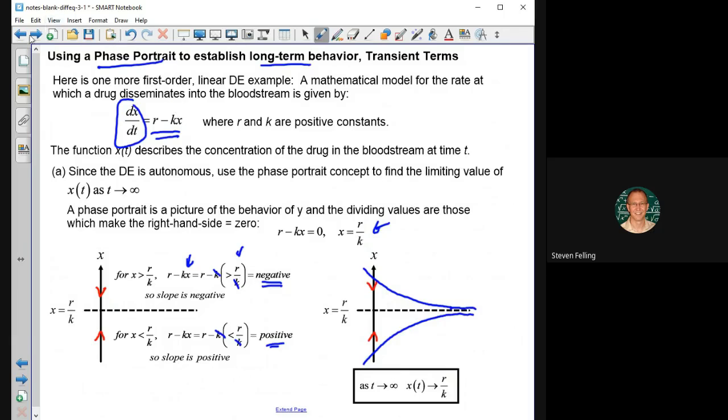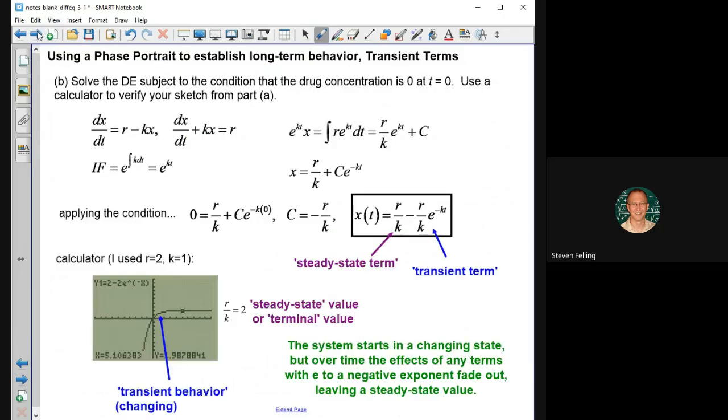Okay. Now we could actually solve that equation using techniques. If we have dx/dt equals r minus kx, we could move the kx term to this side to get a linear first order differential equation with p(x) equal to k. We could solve this with an integrating factor, which would be e to the integral of k dt, which would be e to the kt.